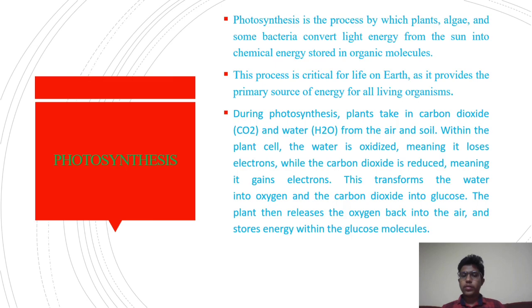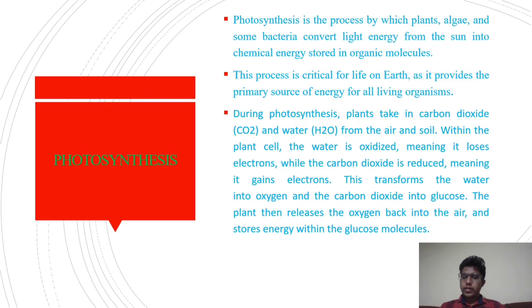During photosynthesis, the plants take in carbon dioxide and water from the air and soil. Within the plant cell, water is oxidized, which means it loses electrons, while the carbon dioxide is reduced, meaning it gains electrons. This transforms the water into oxygen and the carbon dioxide into glucose.